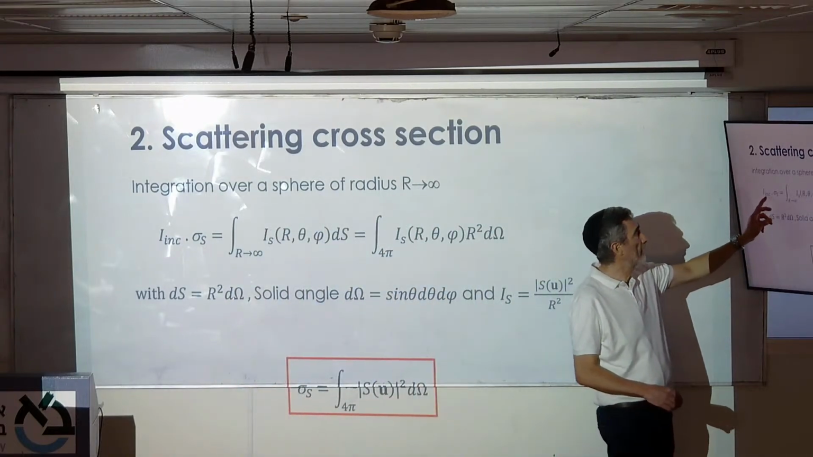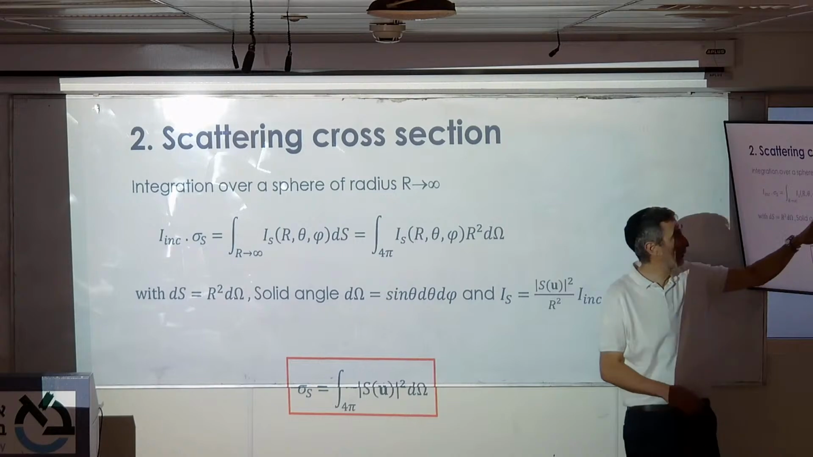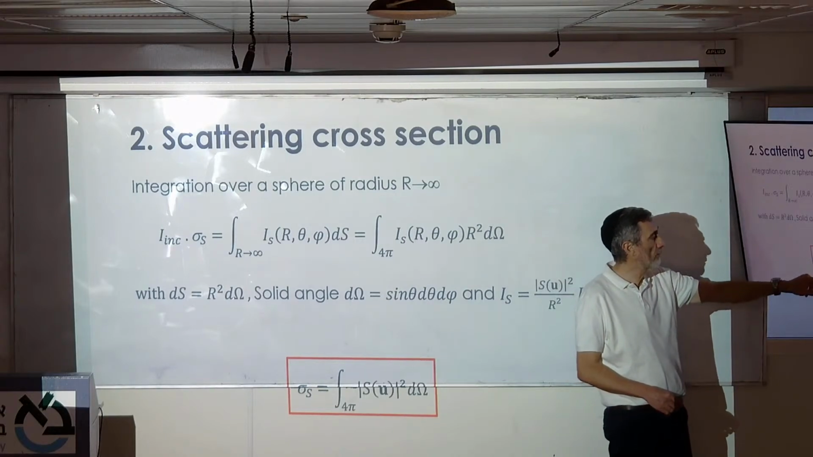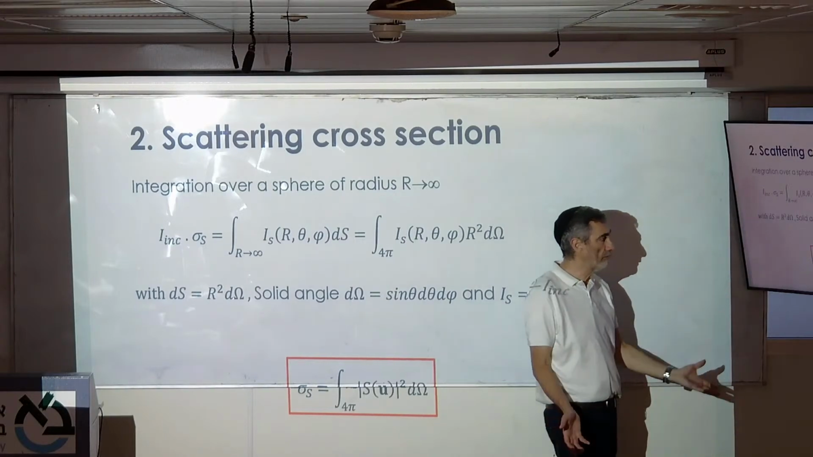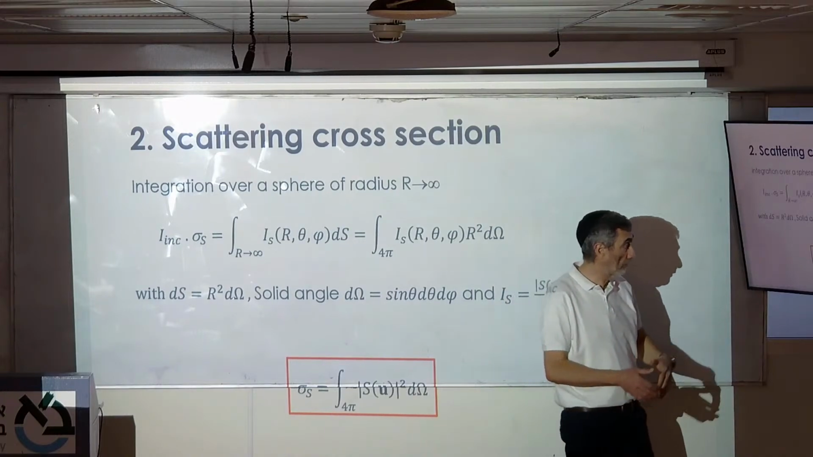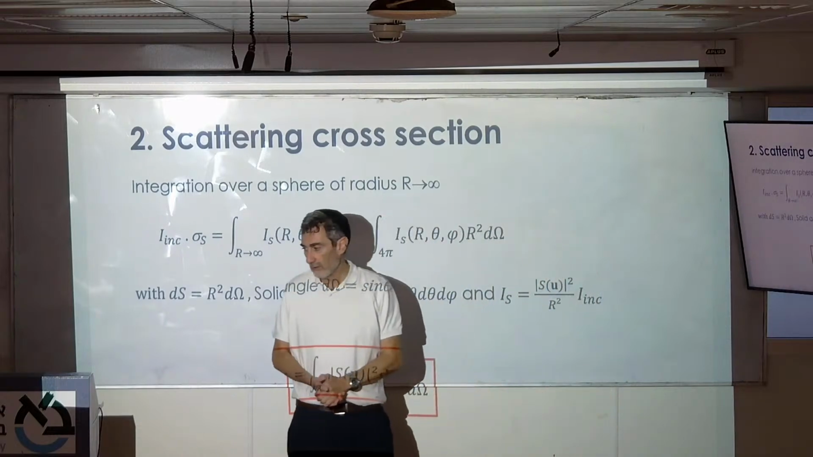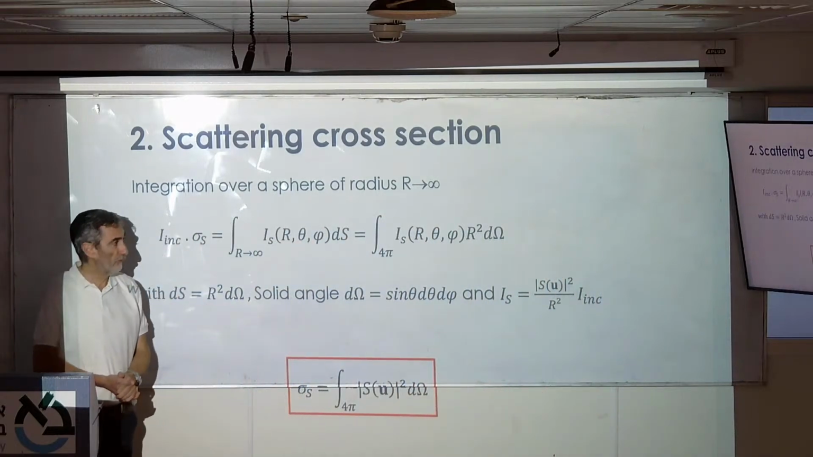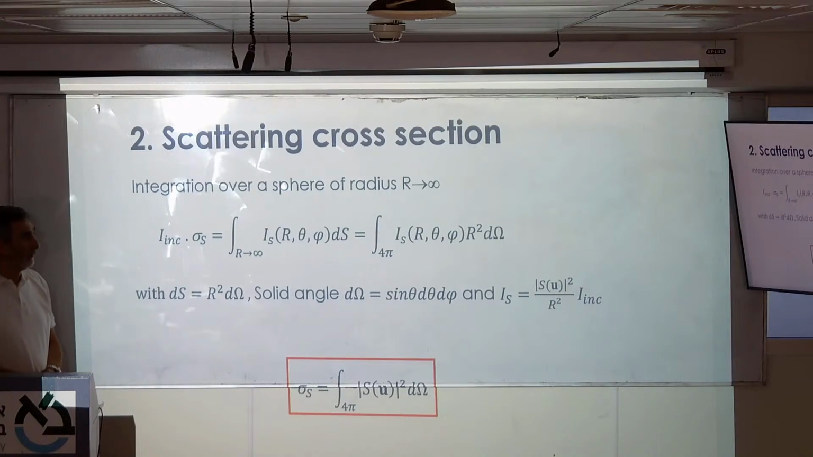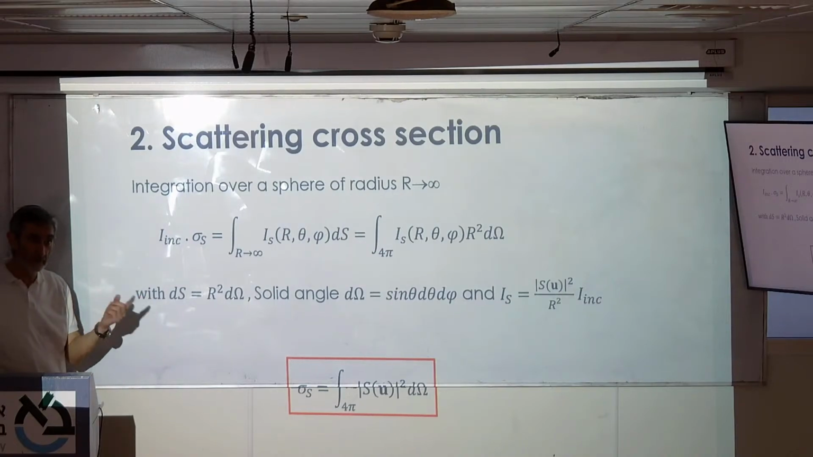Here the incident intensity just disappeared, it's on both sides. So sigma s is the integral over all space of the solid angle of the scattering amplitude modulus squared. So you take this diagram that we showed, and you just integrate over all angles, all theta and all phi, and you get the scattering cross section. This is just the integration of all the energy which is scattered everywhere, and this is the surface.